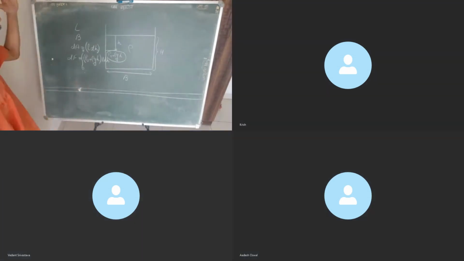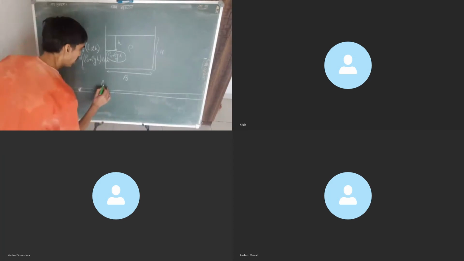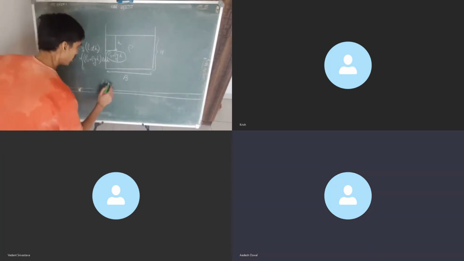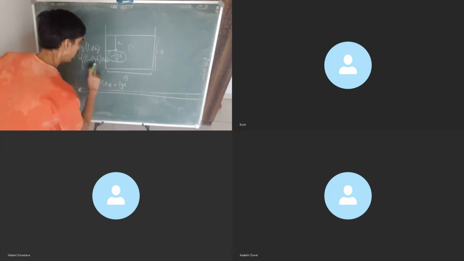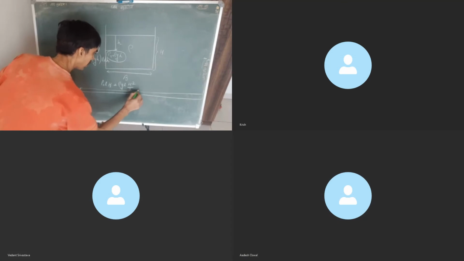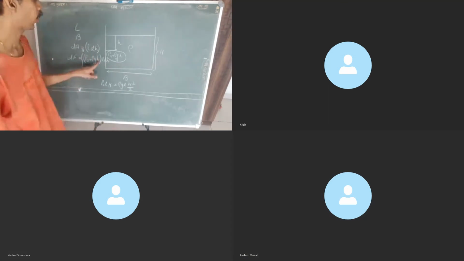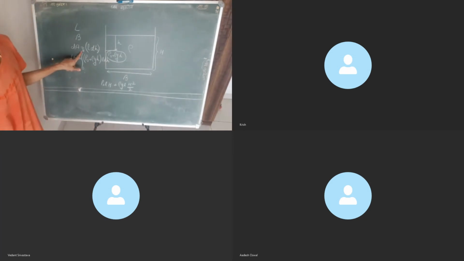Small h varies from 0 to capital H, getting you P naught into L into H, P naught L H plus rho g L H square by 2. Check it out here. I have placed the limits in one go. In one stroke, I have integrated and placed the limits as well. Right here.